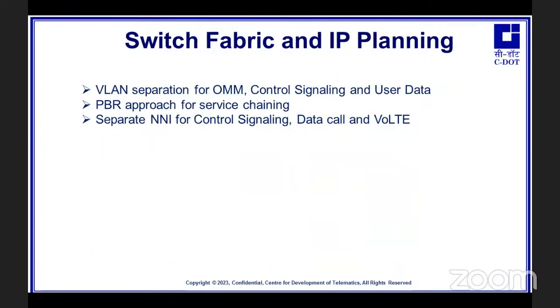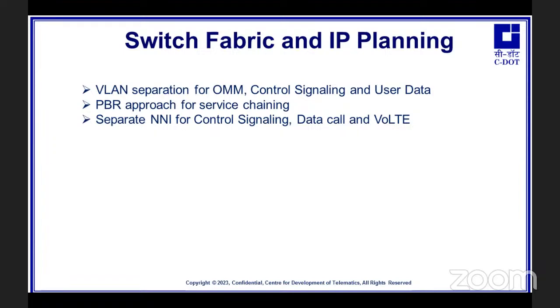So these are the main points. We are using VLAN separation for signaling and data plane, and different VLANs will be there. In IP planning, we are planning the IPs and placing the nodes in such a way that the VLANs will be different for each. We are using the PBR approach for service chaining.